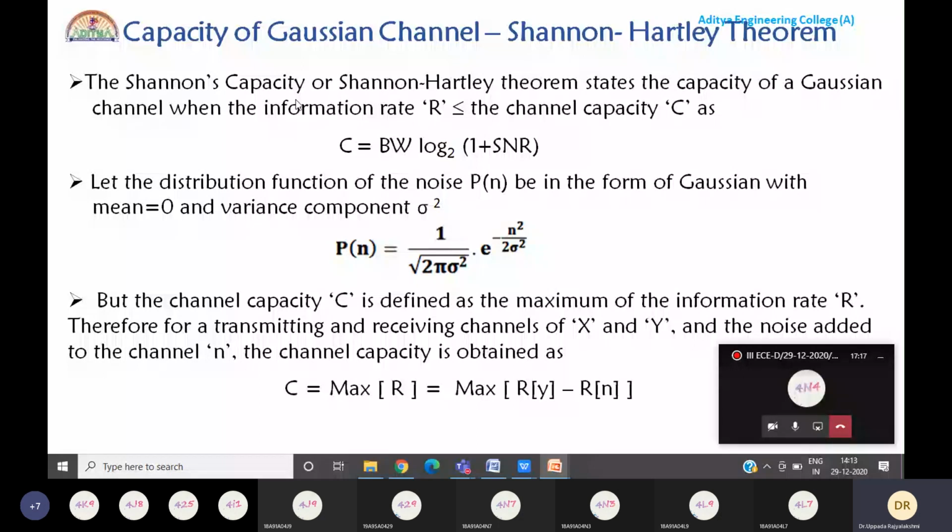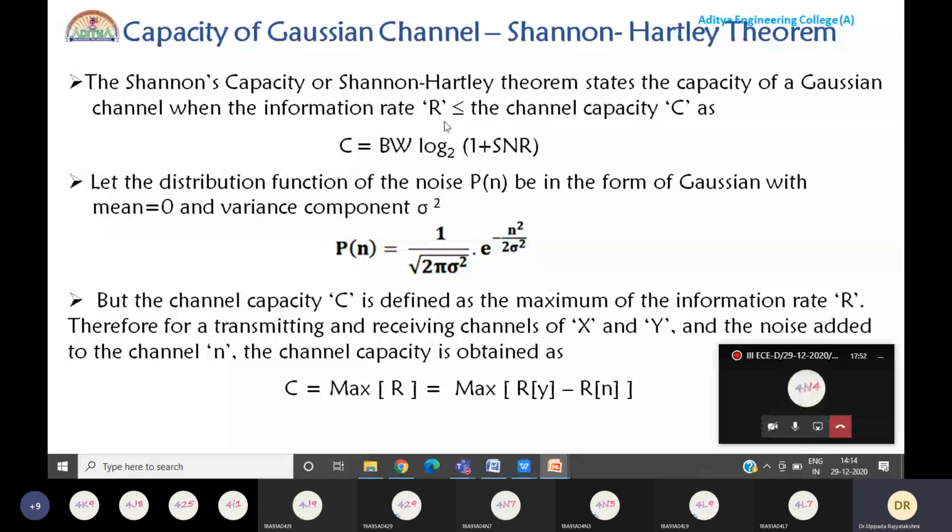Shannon's capacity, or the Shannon-Hartley theorem, states that the capacity of a Gaussian channel, whenever the information rate R is less than or equal to the channel capacity C, is defined as the bandwidth times log 1 plus SNR, base 2. Here you can see that R is less than or equal to C. So it implies that it is Shannon's theorem.